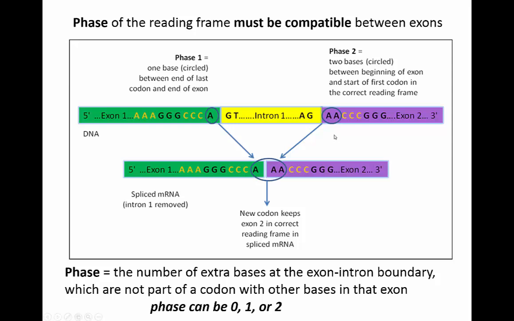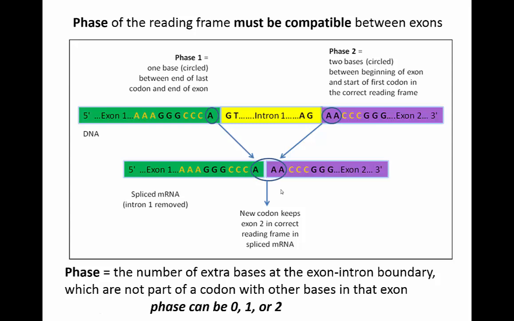of a codon. At the beginning of the next exon, we know that these ones, the CCC is a codon and the GGG is a codon. And so that gives us 2 extra bases, these 2 A's, that are not part of a codon in this particular exon. So therefore, this exon will be phase 2. It has 2 extra bases that are not part of a codon. When you splice those exons together, those extra bases need to form a codon. And so here, a phase of 1 would be compatible with a phase of 2 to make a codon when it gets spliced together.